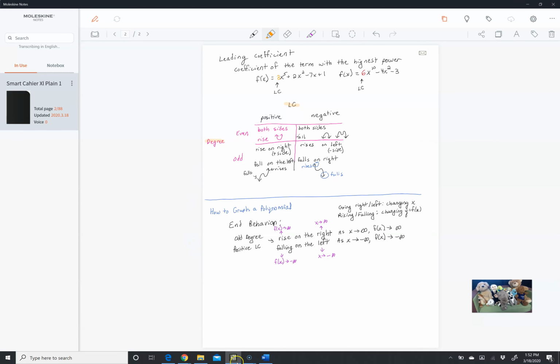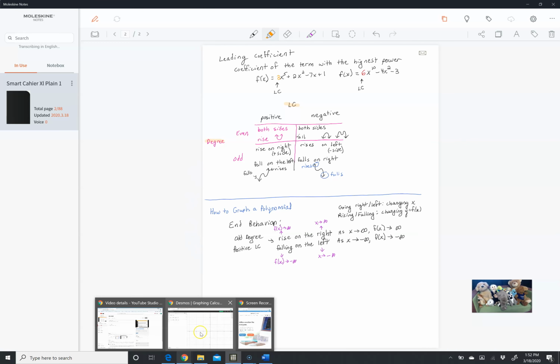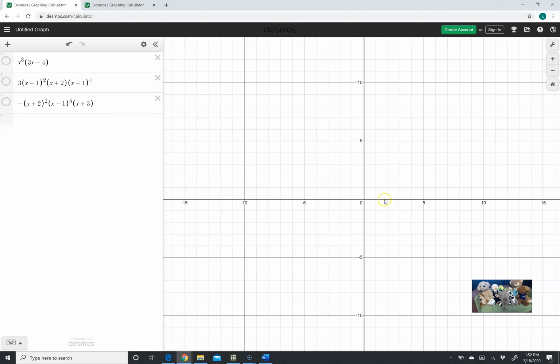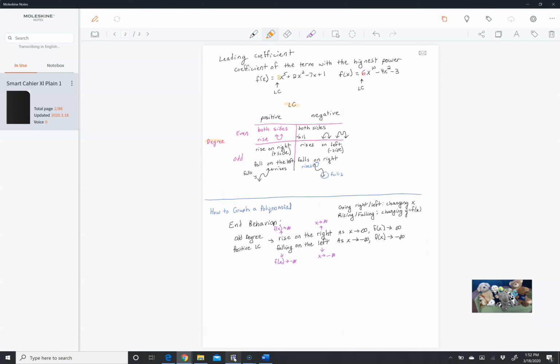Think about our axes. So if we go here, we can see the axes. When we go to the right, it's our x values that are approaching infinity, and as we go to the left, our x values are approaching negative infinity. Whereas with rising and falling, we're talking about the y values going up or the y values going down. Okay, so that's an odd degree and a positive leading coefficient.